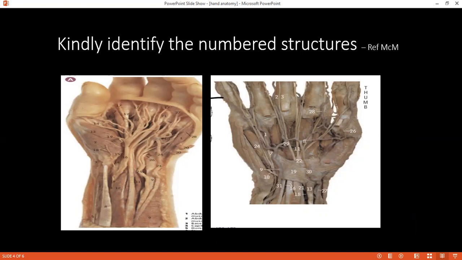Okay, if we can quickly revise the palm of the hand, because you said hand, so palm is also there. Can you identify structure 19, please? On the right, please. Okay, structure 19. That's a muscle. Is it the thenar eminence? No, it's not. Okay, can you identify 27 over here?